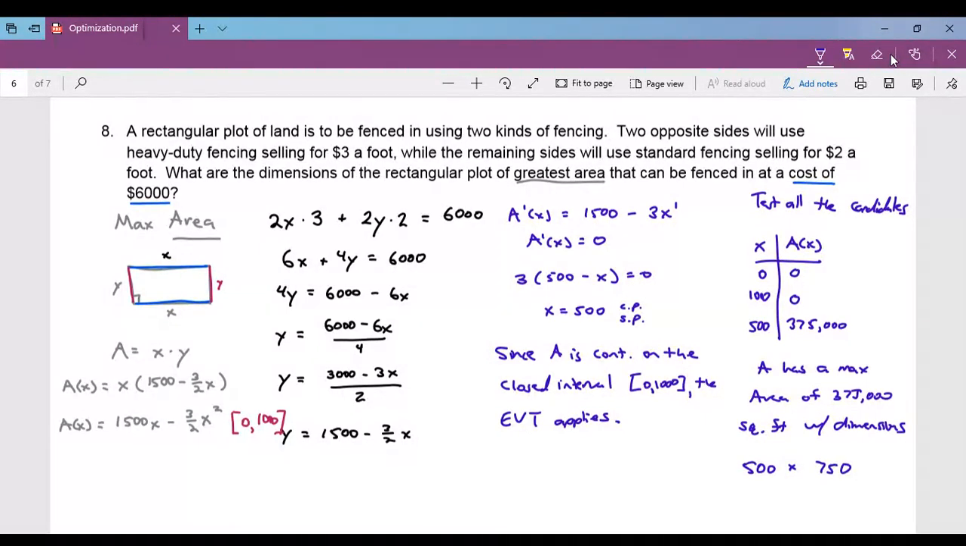So there you have it. So pretty solid little question. I'm going to stop the video before I do the next one, question 9, which looks like it's very similar, but it's actually a little twist on this question.